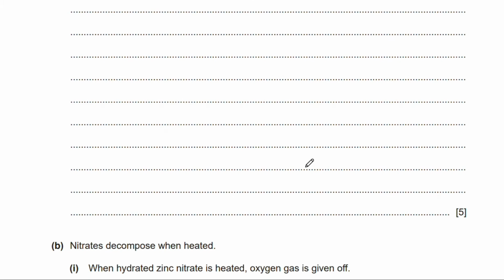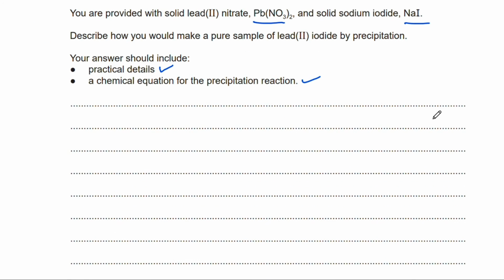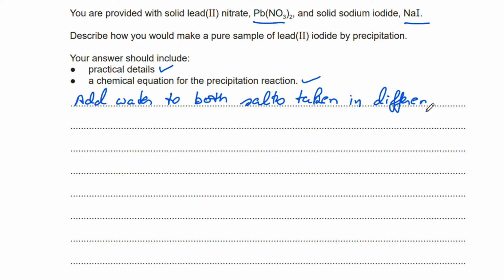So starting with that, what we will write over here is that, first of all, add water to both the salts. So these are the two salts, Pb(NO3)2 and NaI. So you will add water to both salts taken in different test tubes. So what you write: add water to both salts taken in different test tubes to make solutions. So now you have two solutions in two different test tubes.